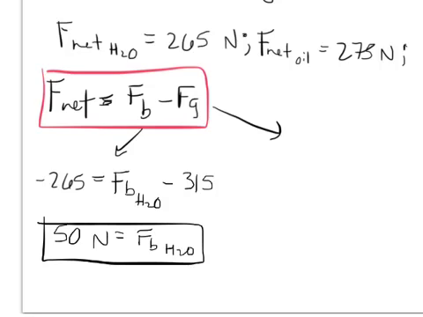On the other side, you have the same thing, but instead of water, now you have oil. Look at the weight in oil. It's 275, but it's acting down. So this is going to be negative 275. But it's the same process. It doesn't change.